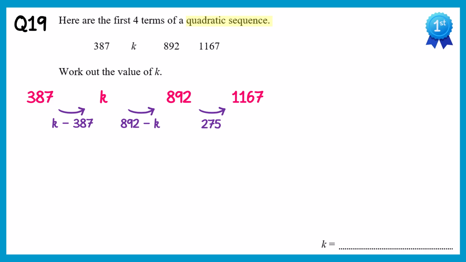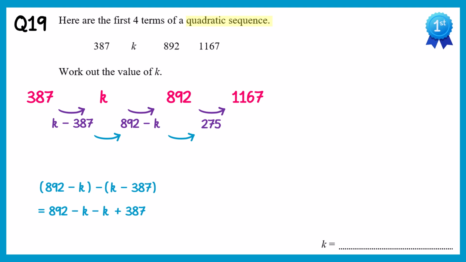Now we're ready to work out the second difference, which is the difference of these differences. To work out the one on the left, we would do 892 subtract k, and then subtract from this, k take away 387. Now you need to be careful and make sure you use brackets here. We've got 892 subtract k, and we don't really need the brackets for that part, but we need to be careful with our signs on the second part. First of all, we're going to subtract k, but then we're going to subtract negative 387, which actually means we need to add 387, and that's why you need to be careful with your signs and use brackets here. We can now simplify this.